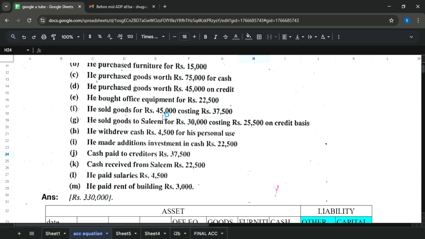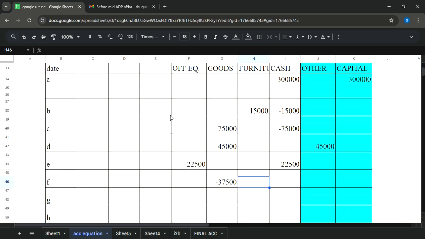So indirectly what we are seeing is goods are going out worth rupees 37,500. You are receiving cash of 45,000. Cash is increasing, so plus 45,000. And here you will be thinking why they are not equal. As I have told you, all entries will always bring equal balance. Please note, goods are going out for 37,500. You are receiving 45,000. It means you are earning profit.